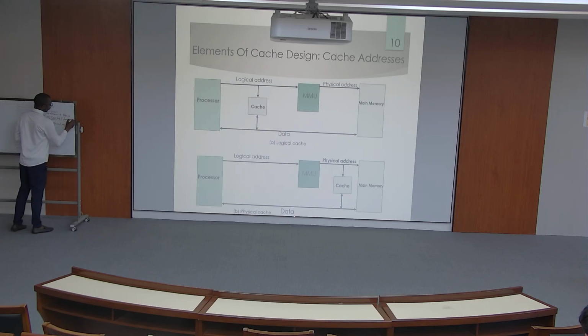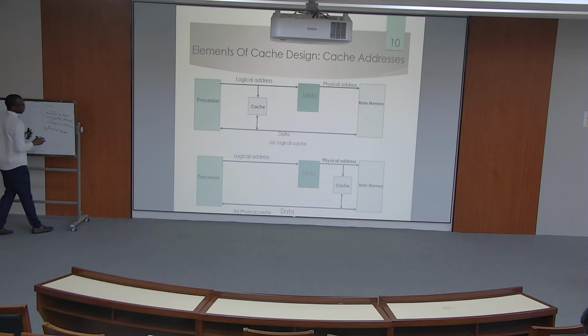So for A we have logical address, and for B we have physical cache. This way needs the translation from the logical address to the physical address, which is done by the memory management unit. That means that since the cache is placed between the memory management unit and the main memory, they need to do the translation of the logical address into the physical address to retrieve data from the cache memory. This way is slower if you compare it to the logical cache.